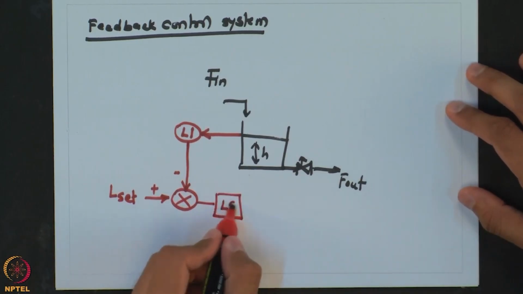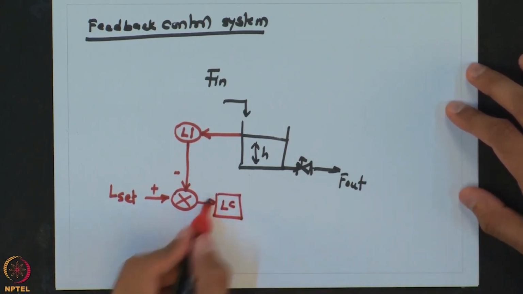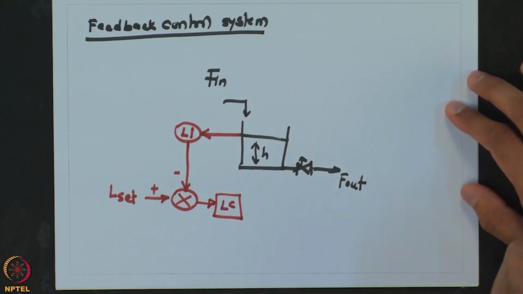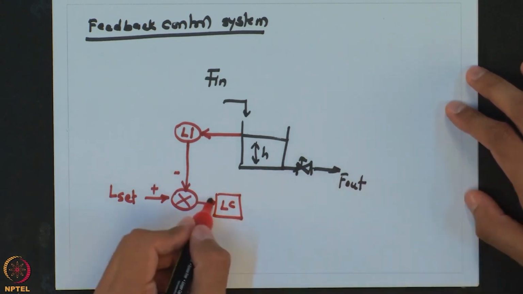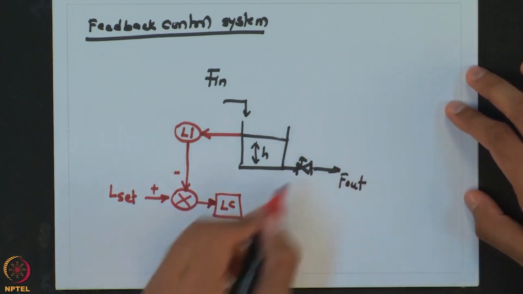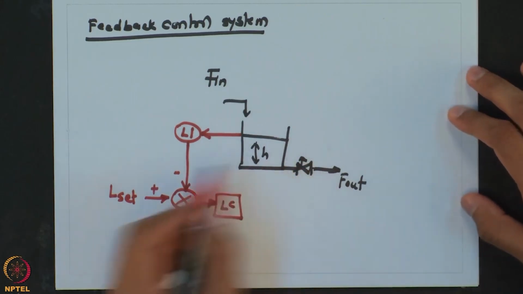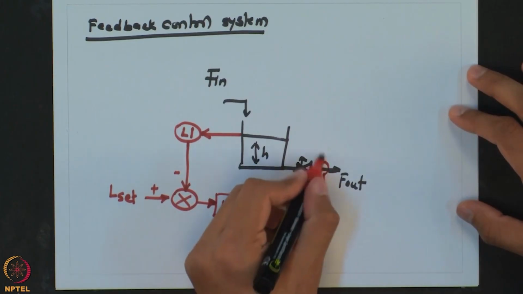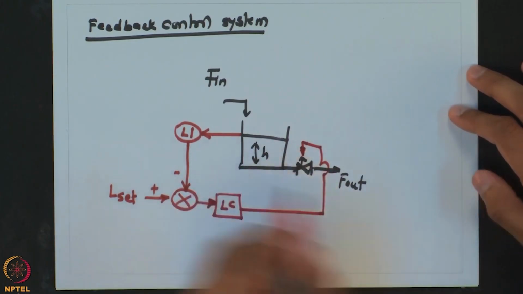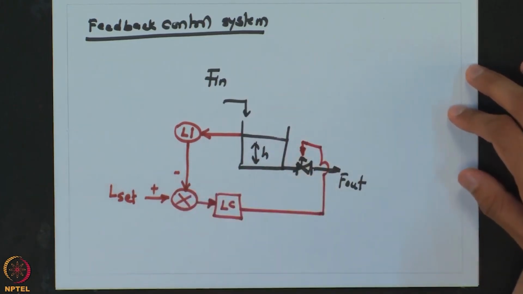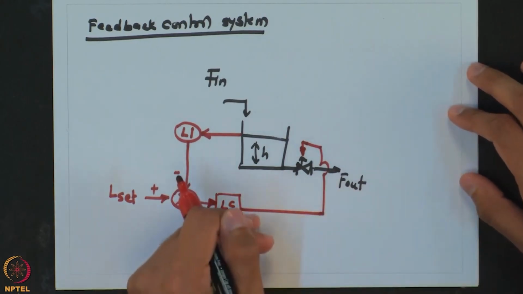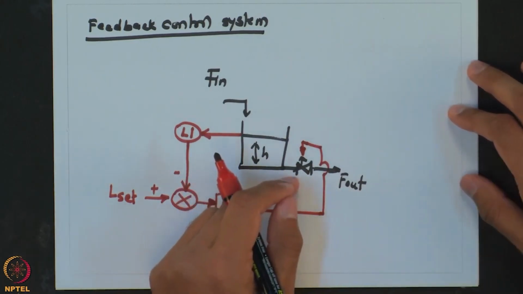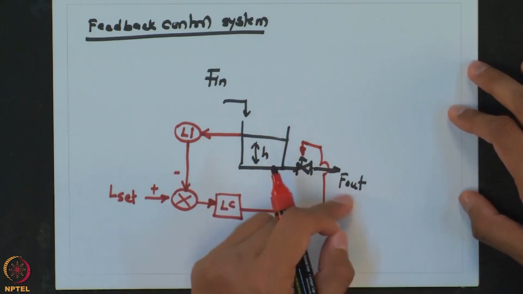So let us call it the level controller. It is going to act on this error, and then accordingly it is going to generate some sort of electrical signal, which will correspond to how much this valve should be opened. That signal will go to the valve, and accordingly it will take an action depending on the controller signal, whether to open the valve or close the valve, and then the F out will change.